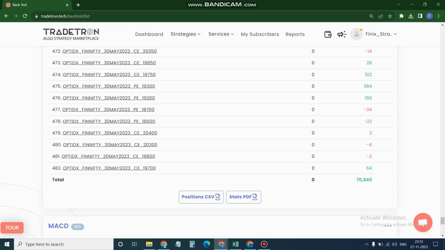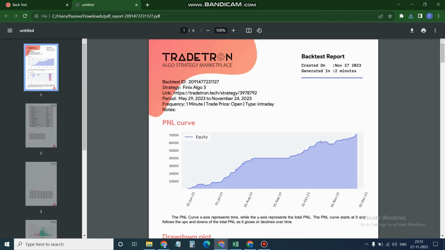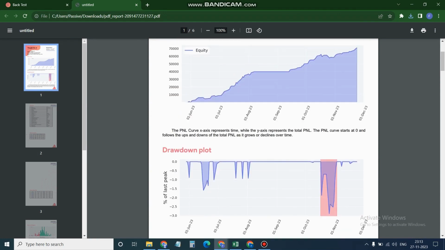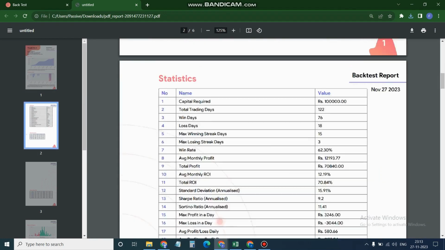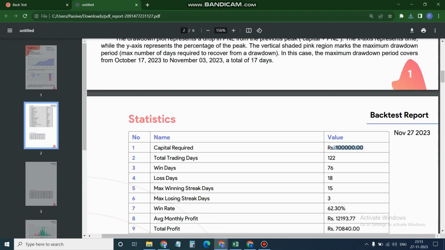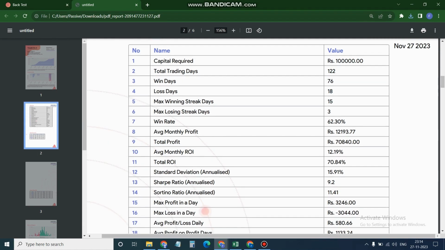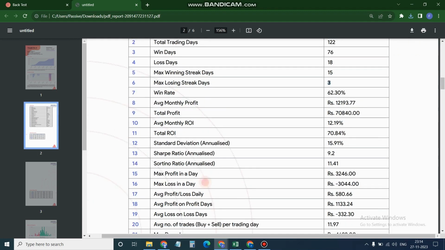If you go to the stats PDF, let me show you this. Okay, so this is how it has worked. The maximum loss is 1500 in the initial days. There is some 2500 in the middle of November 23. Fine, no issues. So with a capital of 1 lakh we have taken trades. Total trading days is 122, 76 profit days, 18 days loss. Continuous 15 days it has been in profit and 3 days loss. So overall win rate is 62%.